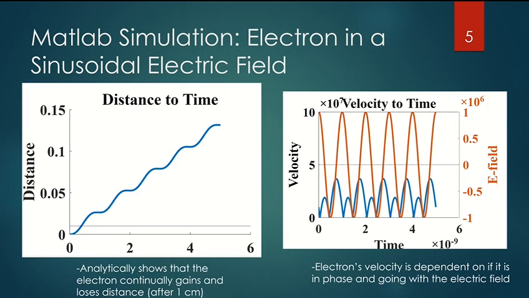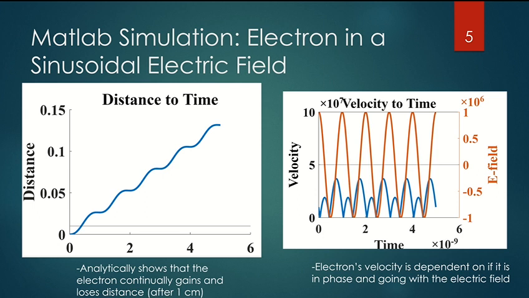These are the graphs I was able to generate from that. The one on the left, while not being very nice because it shows stuff after 1 centimeter, even though it's not supposed to, analytically shows that the electron is going to be continually making gains and losing distance, even if doing so after 1 centimeter according to this. But I like the one on the right a lot more, because it compares velocity to E field over time.